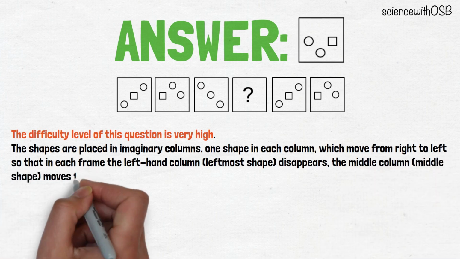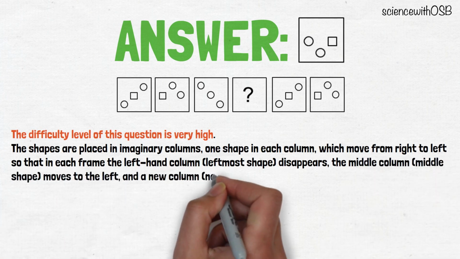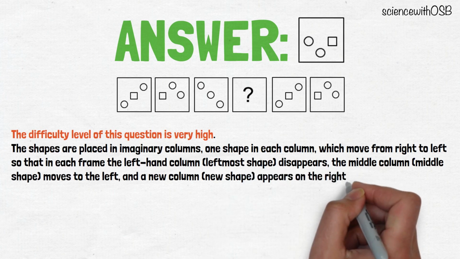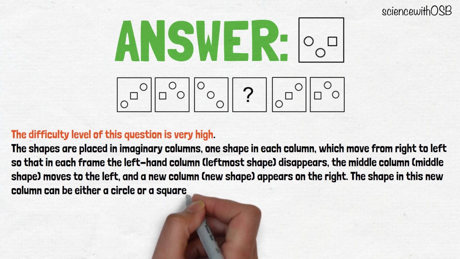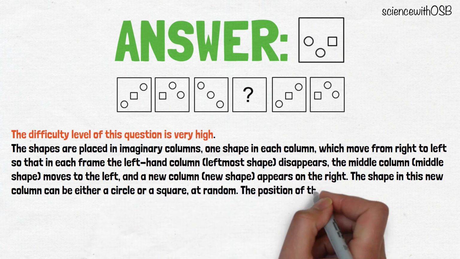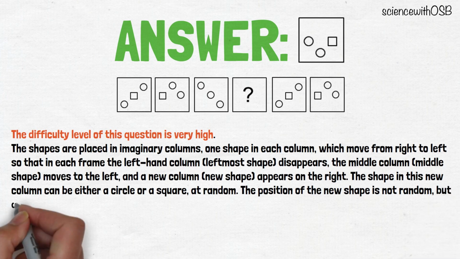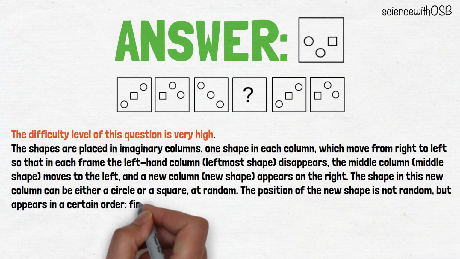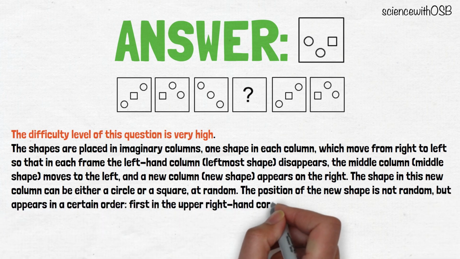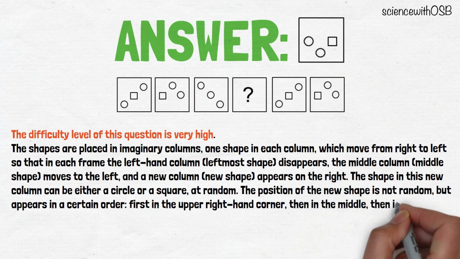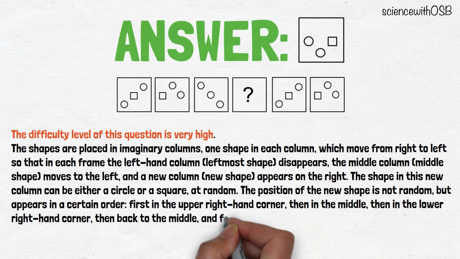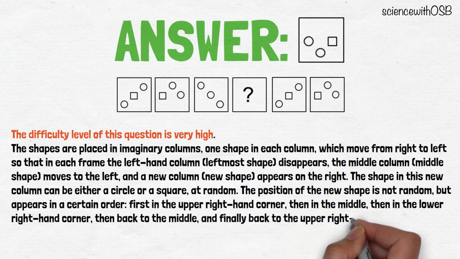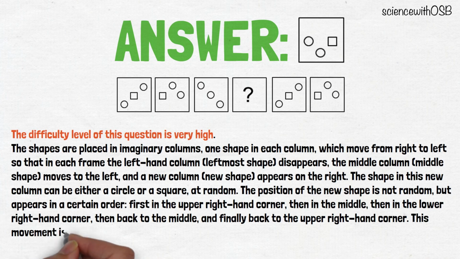The middle column, the middle shape, moves to the left and a new column appears on the right. The shape in this new column can either be a circle or a square at random. The position of the new shape is not random but in a certain order. First in the upper right hand corner, then in the middle, then in the lower right hand corner, and then back to the middle, and finally back to the upper right hand corner. This movement is repetitive.